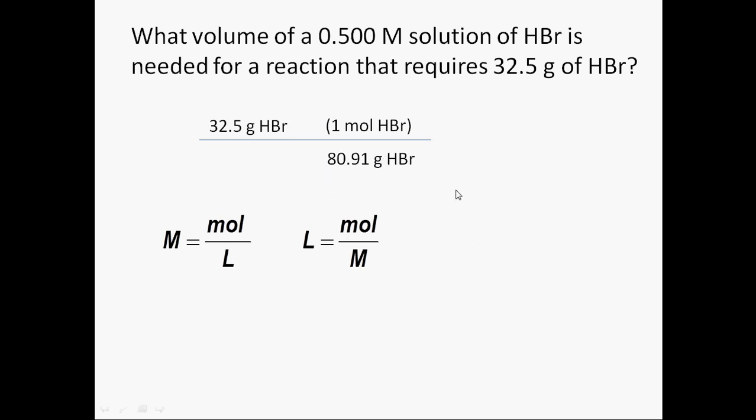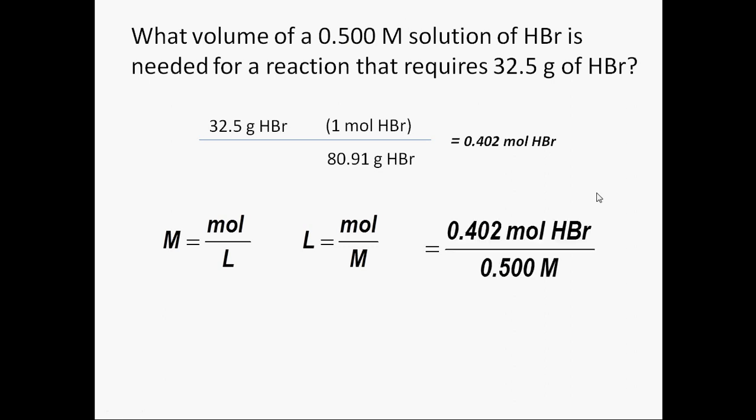When I multiply that through, I determine that if I need 32.5 grams, what that really means is that I need 0.402 moles of hydrogen bromide. Okay, so that's what I'm going to plug in then for the number of moles of solute. I already know the molarity of my solution, so now I'm ready to plug and chug. And once I do that, I determine that I'm going to need to pour out 0.804 liters of solution in order to get out 32.5 grams of just hydrogen bromide by itself. Okay, so that's it for the molarity examples.